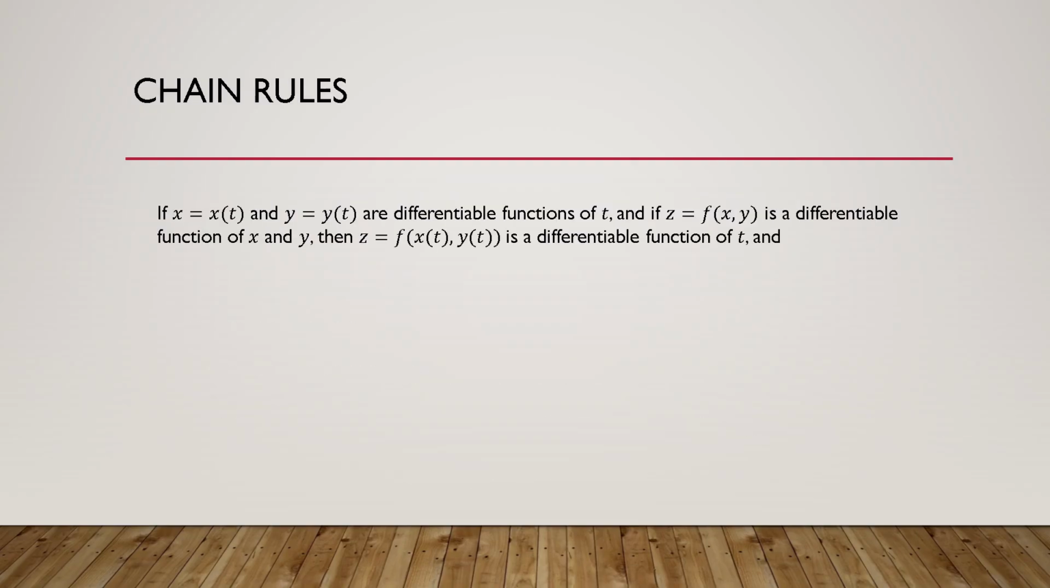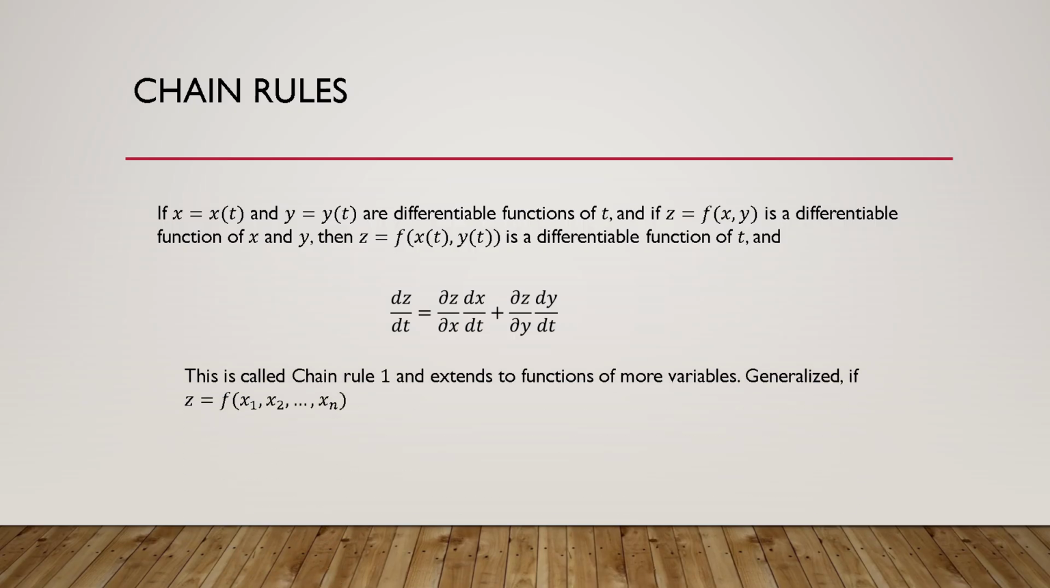For differentiable functions, the chain rule applies. If x equals x of t and y equals y of t are differentiable functions of t, and if z equals f of x, y is a differentiable function of x and y, then z equals f of x of t, y of t is a differentiable function of t, and dz/dt equals the partial derivative dz/dx times dx/dt plus the partial derivative dz/dy times dy/dt.